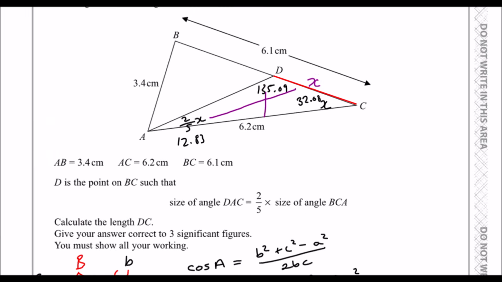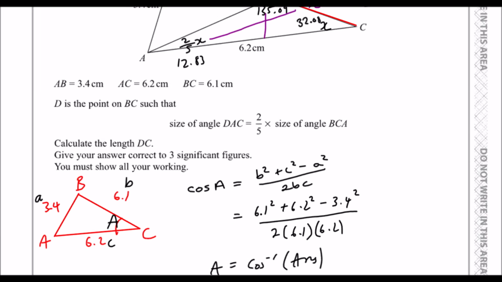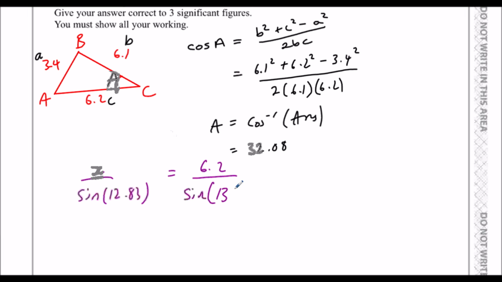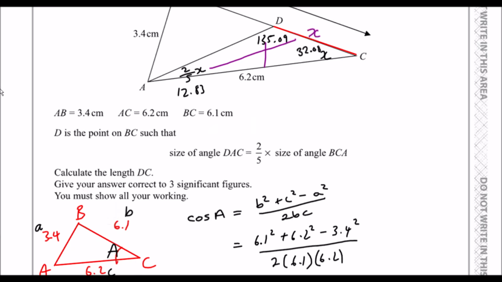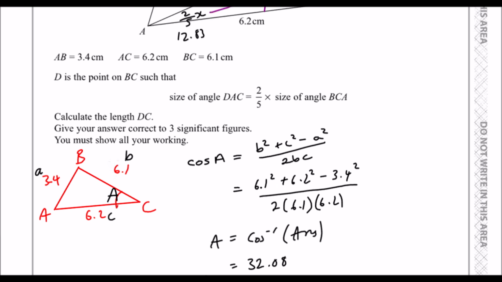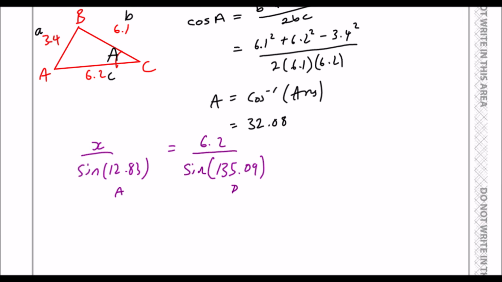Equals 6.2 over sine 135.09. And 12.83 we saved as A, and 135.09 we saved as D. So if we want X by itself, we need to multiply both sides by sine 12.83.